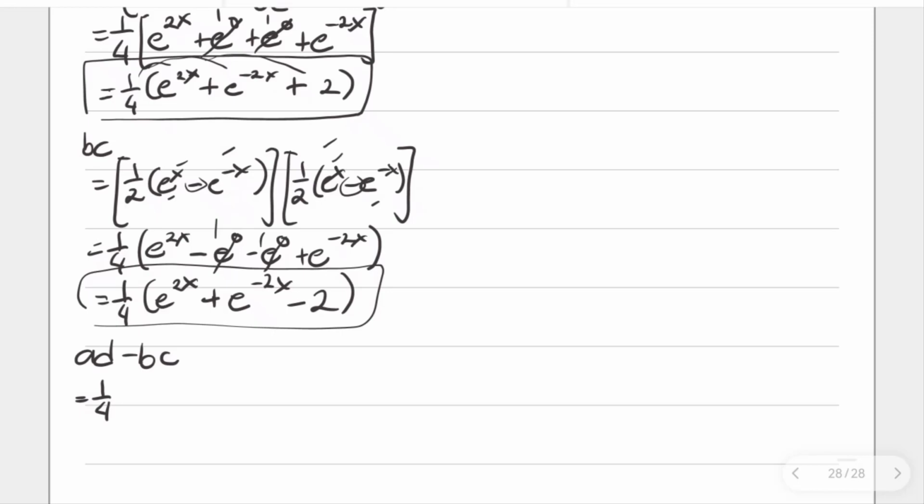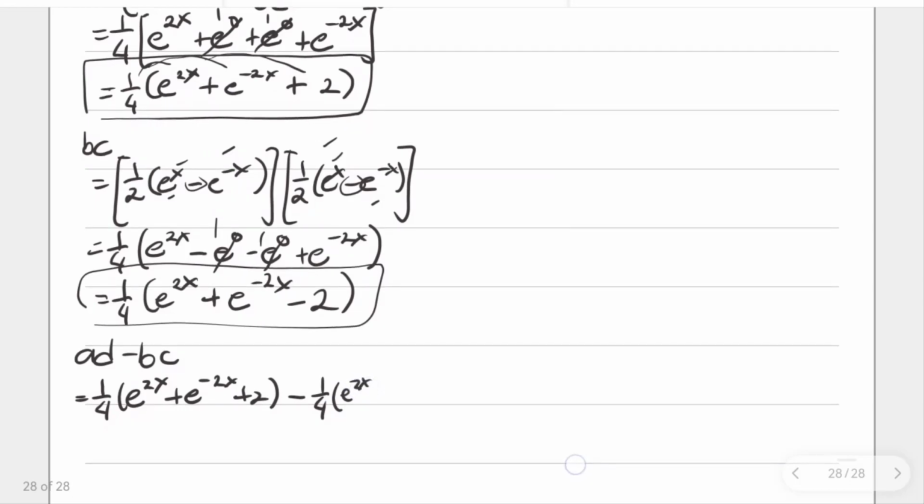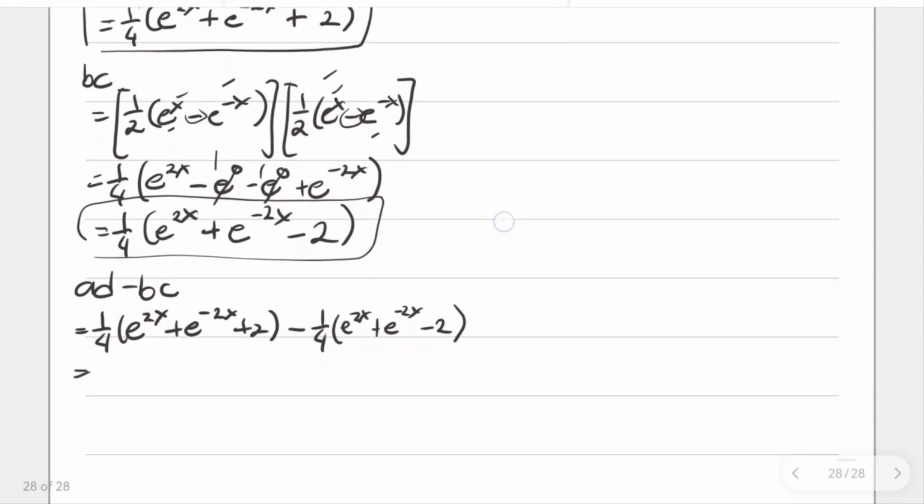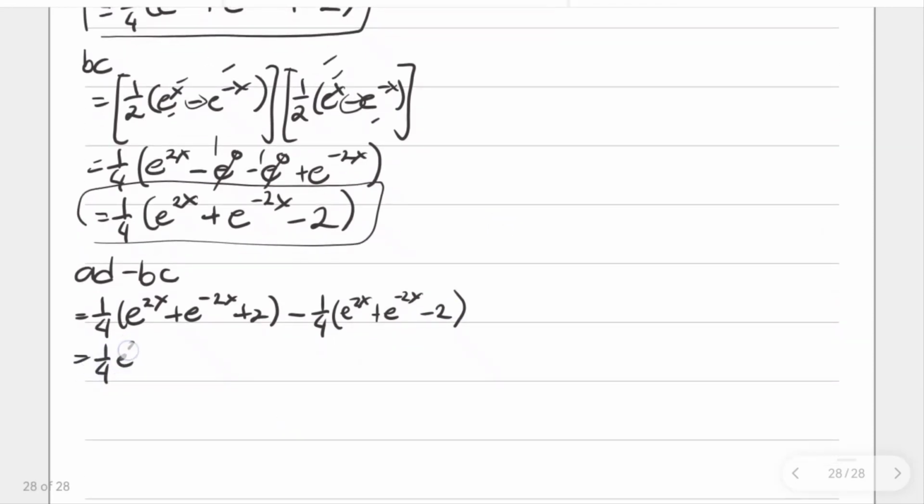Or, yeah, a little bit later. e to the 2x plus e to the negative 2x plus 2 minus 1/4 BC: e to the 2x plus e to the negative 2x minus 2. So when we distribute the 1/4, I have 1/4 e to the 2x plus 1/4 e to the negative 2x, and 1/4 of 2 is plus 1/2, minus 1/4 e to the 2x, minus 1/4 e to the negative 2x. Negative times negative, plus 1/2.